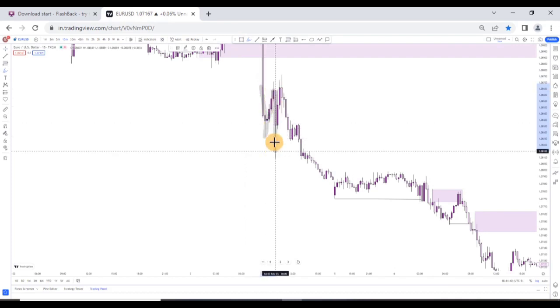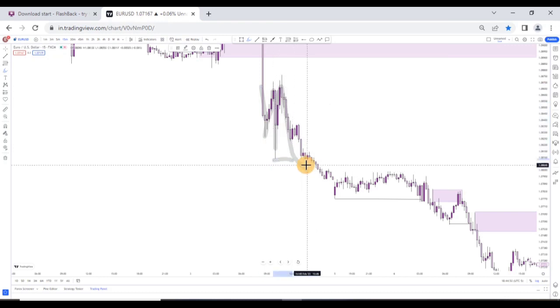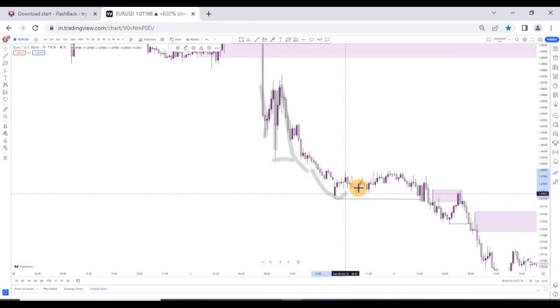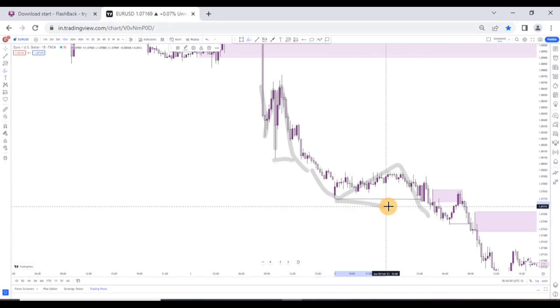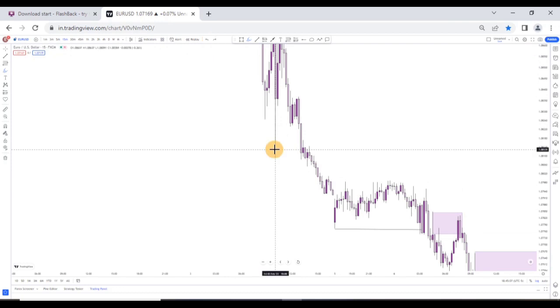We had this pullback, break of structure, price went up. We had this break of structure again, and our price went all the way down. We have this pullback, and we finally had this break of structure, which is very, very obvious here. So nice break of structure here, and that was where I started to pay attention to price, isn't it? Yeah.